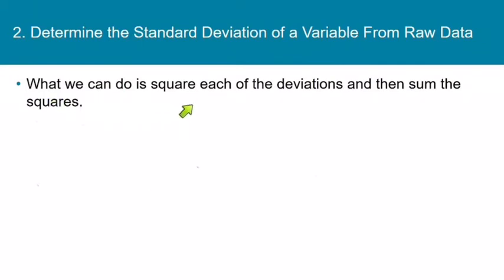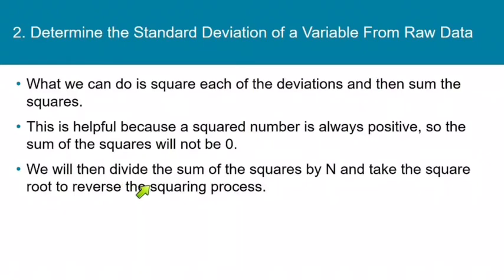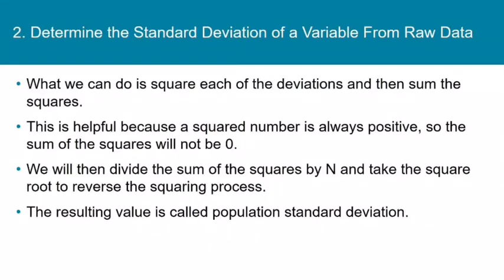Now what we could do to fix this problem is to square each of the deviations and then add the squares together. This is helpful because a squared number is always positive. So whereas the sum of the deviations was always 0, the sum of the squares will not be 0. And then we can divide the sum of the squares by capital N, which is our population size, and we can take the square root of the whole thing to reverse the squaring process. The resulting value is called population standard deviation.